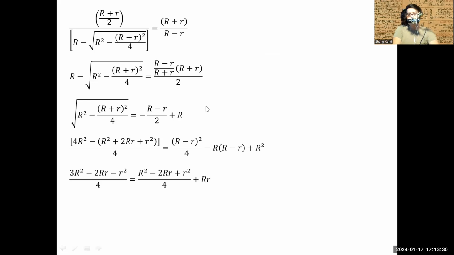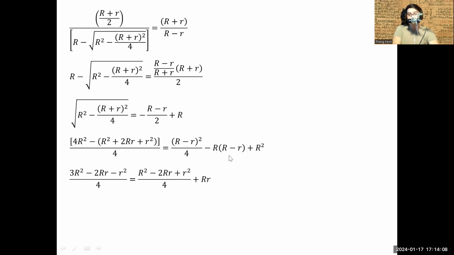So the next step, very quickly, I combine the like terms together. 4 capital letter R squared minus capital letter R squared, I get 3 capital letter R squared, minus 2 times capital letter R of small letter r, and minus small letter r squared over 4. So that's the left-hand side. And on the right-hand side, very simple, I just open up this binomial over here. I expand it out. I get capital letter R squared minus 2 times capital letter R of small letter r plus small letter r squared over 4. So that's what we get for this part.